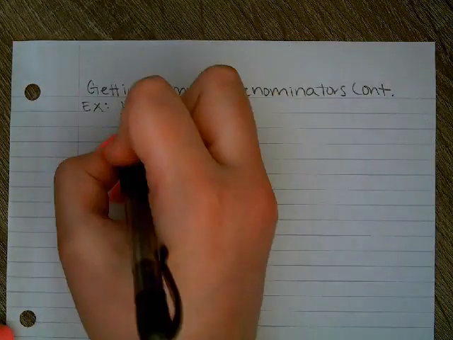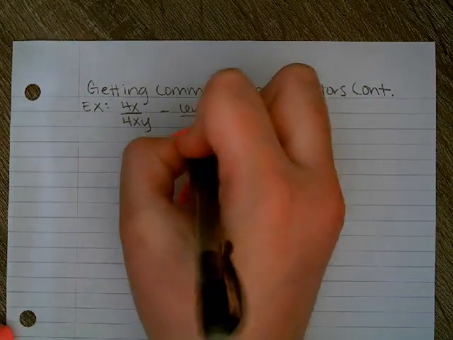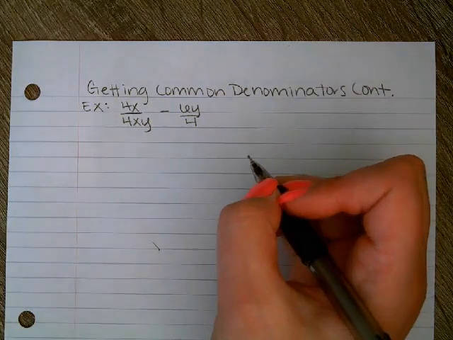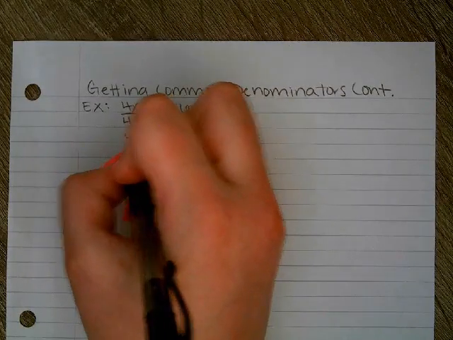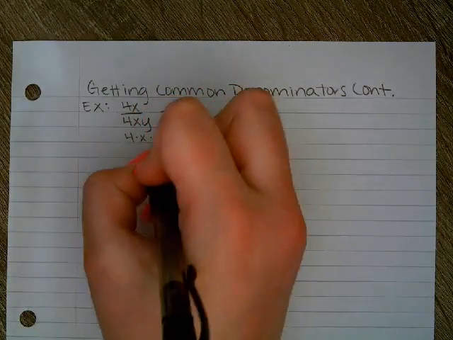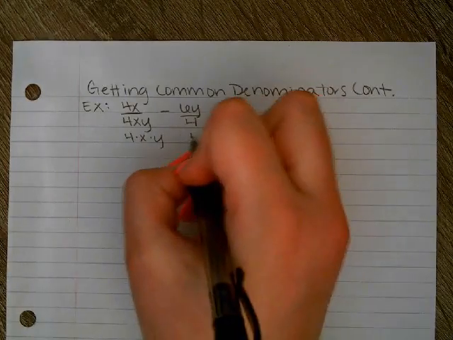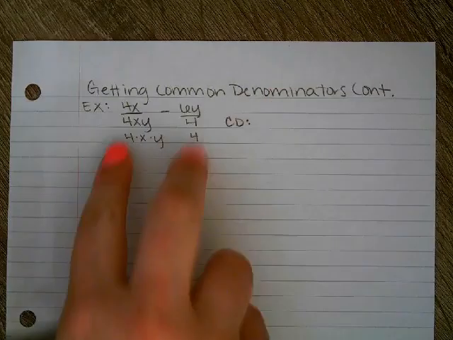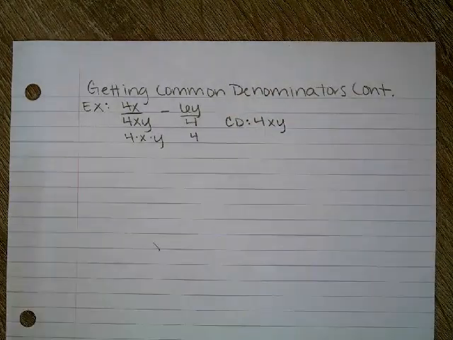So first example, 4x over 4xy minus 6y over 4. For our first fraction, our denominator is a 4 times an x times a y. This one is pretty straightforward, I feel. You can see the pieces pretty easily. So between the two, we definitely need a 4, we definitely need an x, we definitely need a y.